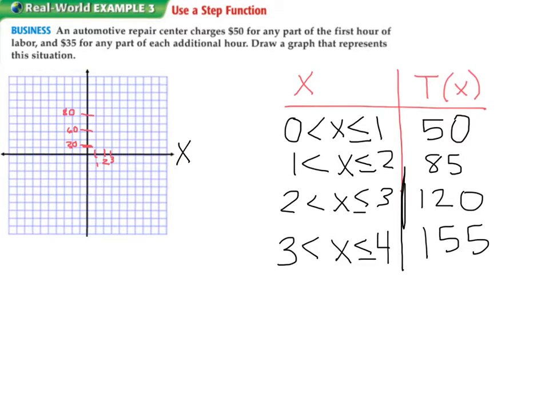So I'm actually going to show you down here because it's going to give me more room to work where you can see it more clearly. So if I have 1, 2, 3, 4 hours.